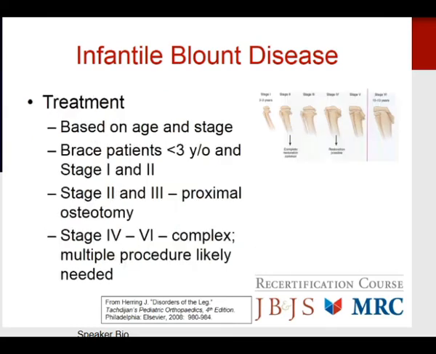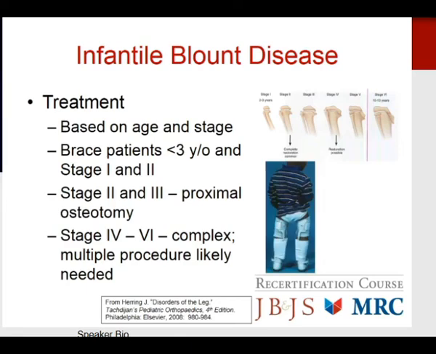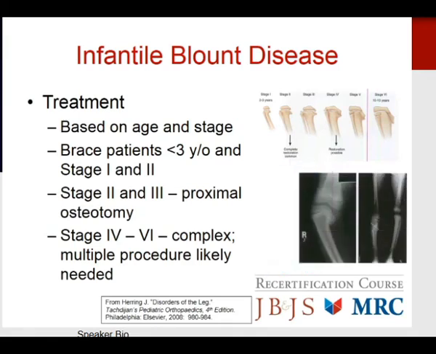Treatment is based upon the age as well as the stage of the lesion. Bracing is indicated for children younger than 3 with stage 1 and 2 lesions. Stage 2 and 3 lesions in older children are treated with proximal osteotomy and realignment. Stage 4, 5, and 6 lesions are much more complex because effectively these have a medial physeal growth arrest and often require multiple procedures.